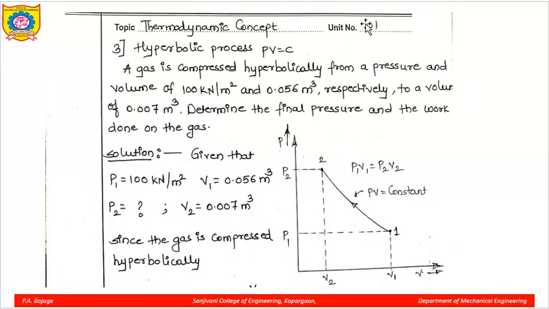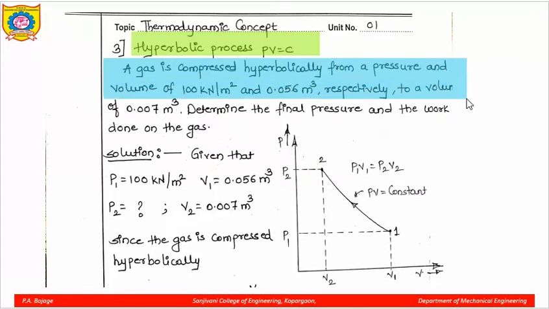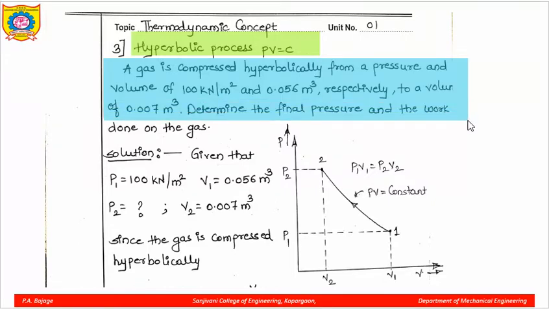Now, let us start with numerical 3. This numerical is on a hyperbolic process, PV is equal to constant. A gas is compressed hyperbolically from a pressure of 100 kilonewtons per meter square and a volume of 0.056 meter cube respectively, to a volume of 0.07 meter cube. Given the final condition of the volume, determine the final pressure and work done on the gas.